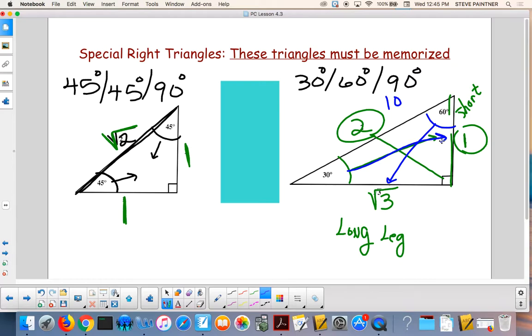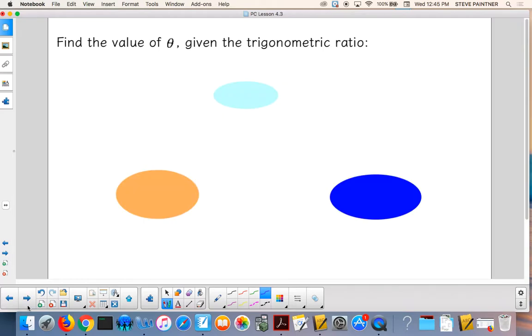Okay? The next slide, you can't see anything, can you? No. Okay. Ready? Do that problem. Tangent of what angle equals 1 over 1? Use the previous slide, guys. It's either a 45, it's a 30, or it's a 60.